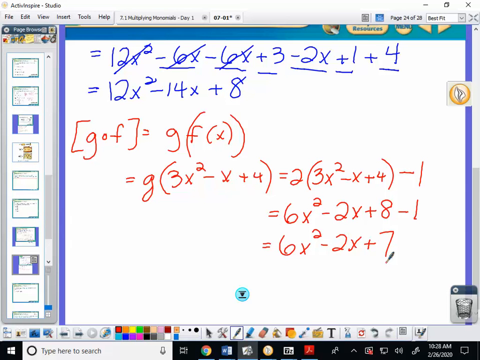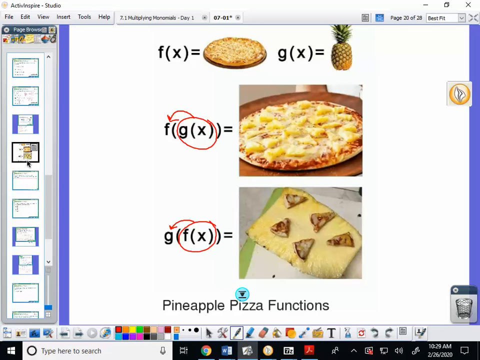Okay, so we've really done a couple of different things today. We have added, subtracted, multiplied, and divided functions, and we've worked on composition of functions. One thing I want to go back to is if you're struggling to remember this, think about the pineapple pizza. If it's f composite g, we're going to take our g function and put it into the f. We're taking our pineapple and putting it into the pizza. If it's g composite f, we're going to take our f function and put it into the g. So we're going to take the pizza and put it into the pineapple.